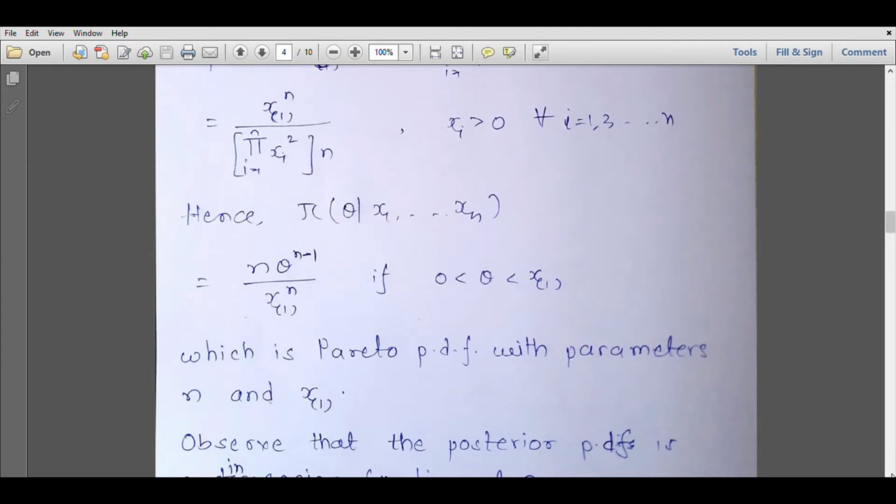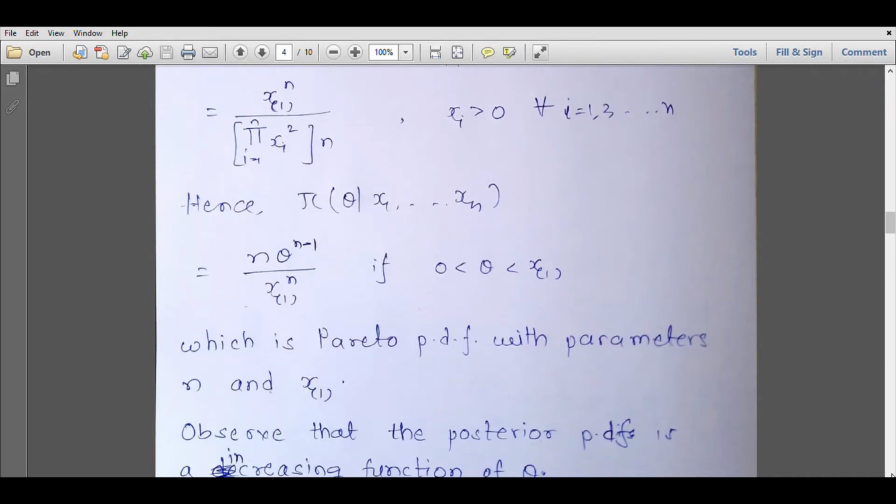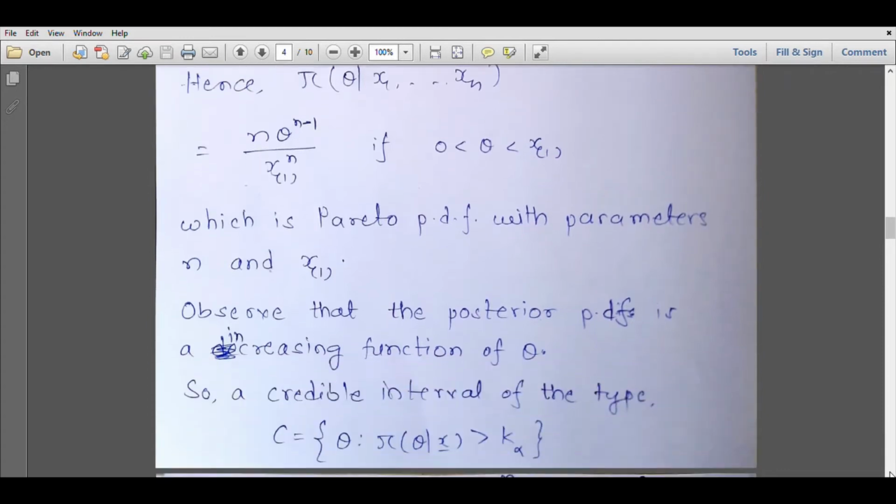Now notice that as theta increases over the limit 0 to x ordered 1, the posterior distribution is going to be increasing. So it's an increasing function of theta. This fact must be noticed before deriving the posterior interval, that is the highest posterior density credible interval for theta. So let us now try whether we can obtain the highest posterior density credible interval for theta theoretically. Let us try to work it out.